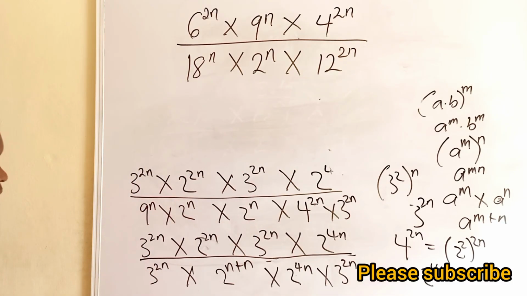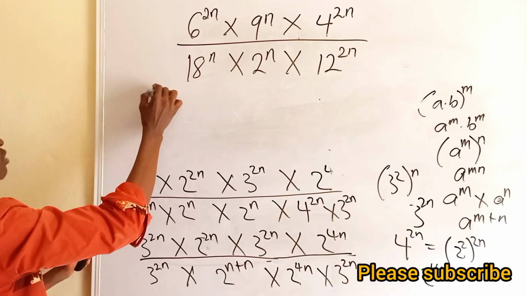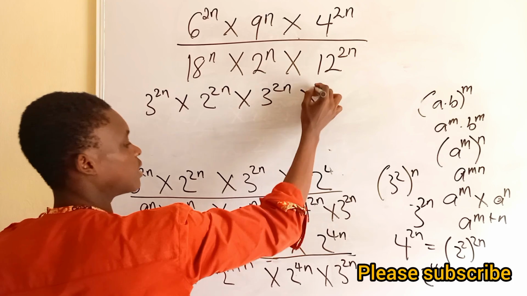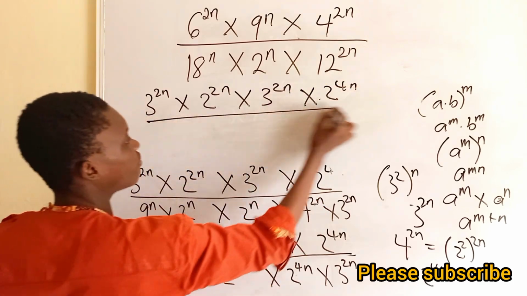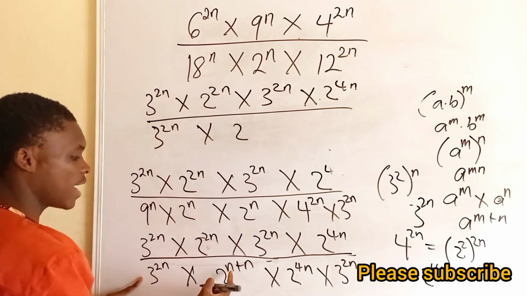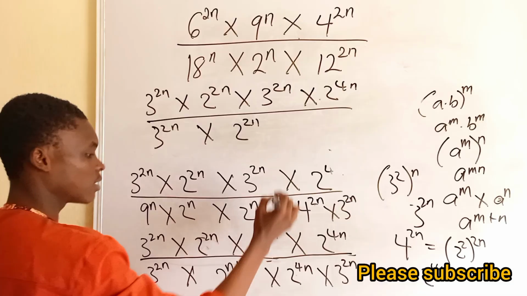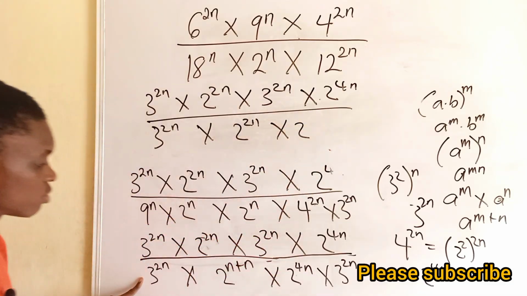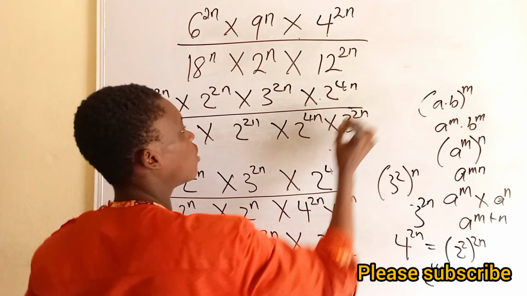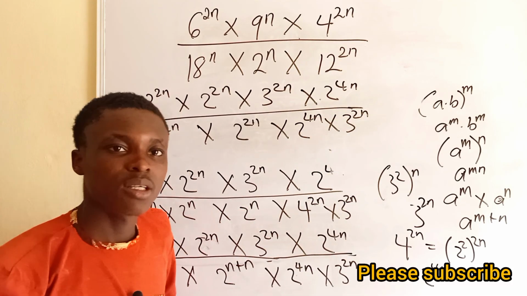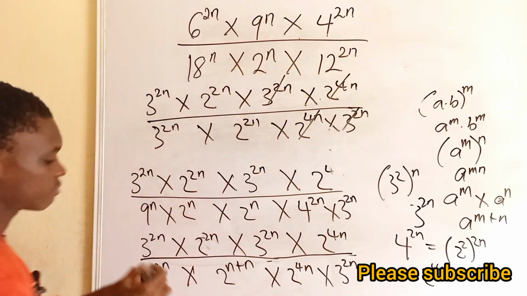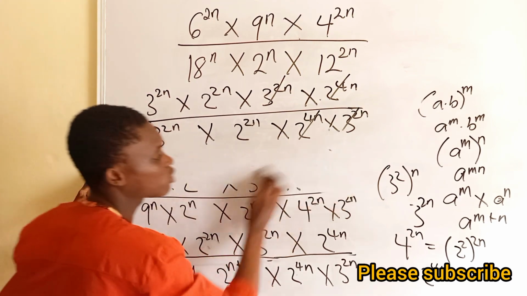If we finish this up, clearly we'll have that this is 3 to the power 2n times 2 to the power 2n times 3 to the power 2n times 2 to the power 4n, all divided by this 3 to the power 2n plus n, which gives us 3n, times 2 to the power 4n times 3 to the power 2n. All right, clearly if you look at this very well, you can see some terms here can cancel out. This term here cancels out this term, and this term cancels out this term, since they are common terms, they can cancel out.